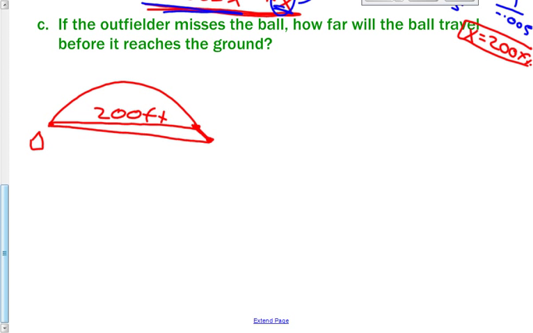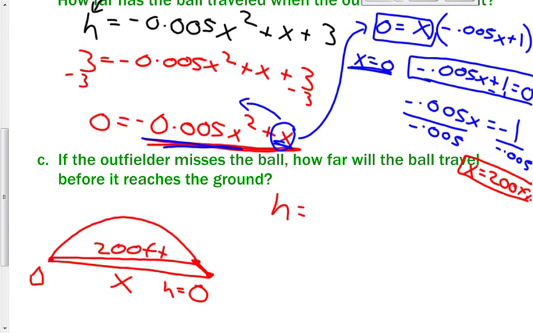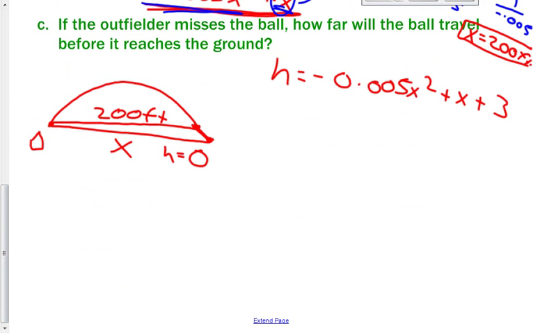So I want to find this distance, which is x, when my height is the ground, which is 0 feet. So going back to my equation, my height equals a negative 0.005 x squared plus x plus 3. I want to find what my x value is when my height is 0. So let's just take this off and put a 0 here.